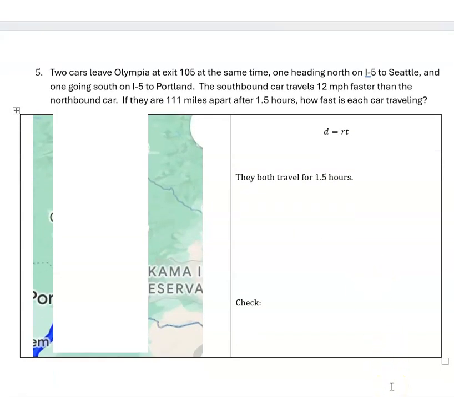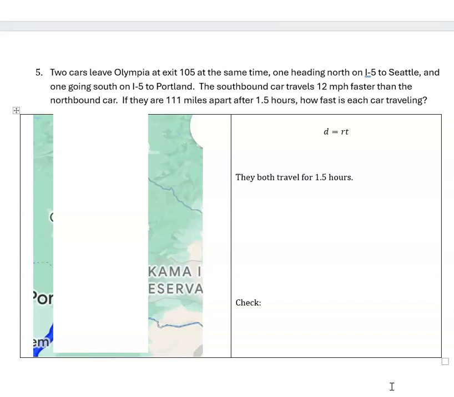Okay, number 5. Two cars leave Olympia at exit 105 at the same time, one heading north on I-5 to Seattle and one going south on I-5 to Portland. The southbound car travels 12 miles per hour faster than the northbound. If they are 111 miles apart after 1.5 hours, how fast is each car traveling?